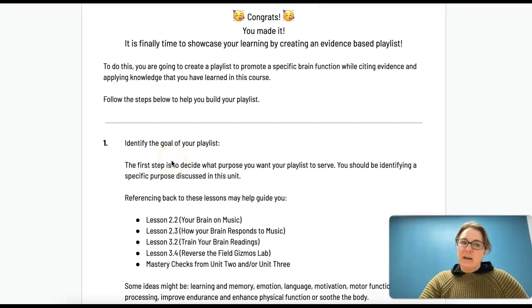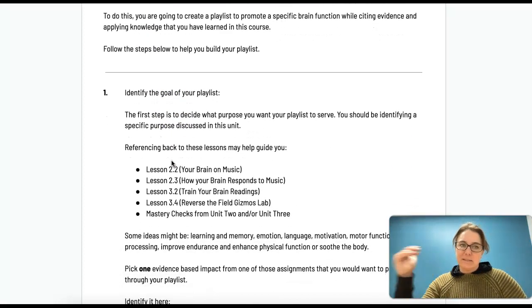So again, I've written out what I hope is a detailed enough scaffolded instruction piece to help step you through the process. Of course, if anything's missing or you're not quite sure, make sure you reach out and let me know. Most importantly, what I want to make sure is that you are building an evidence-based playlist. And what that means is that you are taking evidence from your learning in this unit and using that to build your playlist.